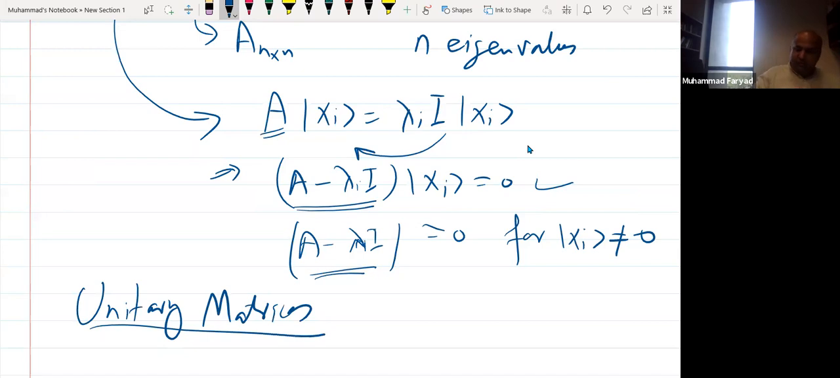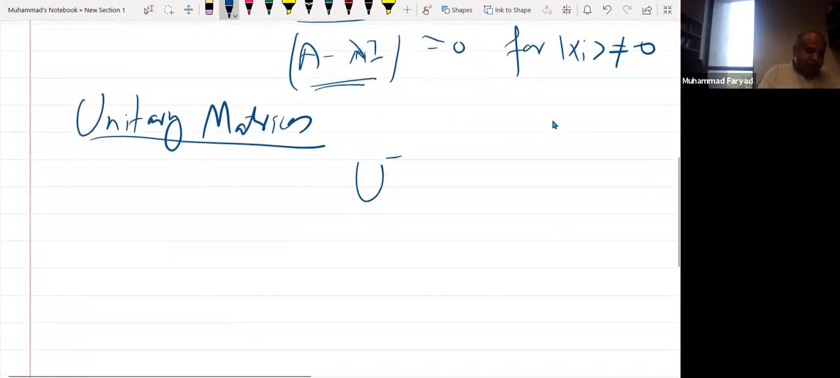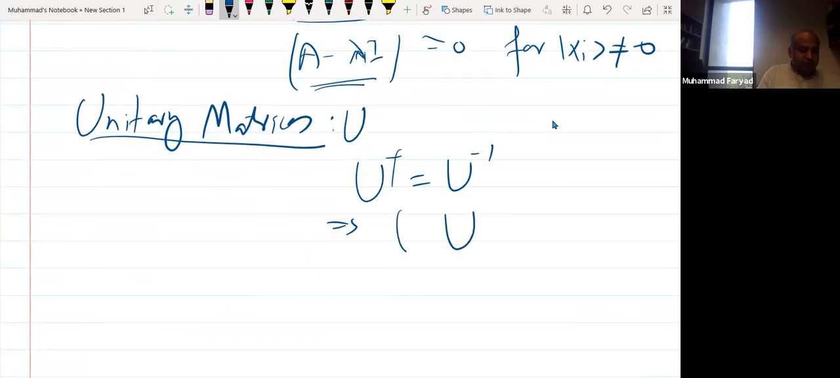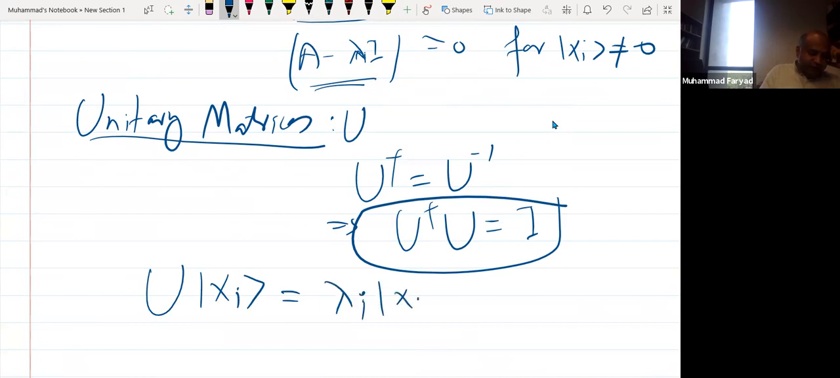So unitary matrices are unitary transformations. They have this property that U dagger is equal to U inverse, which means that if I have a unitary operator U and we take its product with its dagger, we get identity. And if we have a situation like this, let's see what the properties of the eigenvalue are. So if I have a unitary operator applied to one of its eigenvectors, we get some eigenvalue lambda i and the eigenvector xi back.